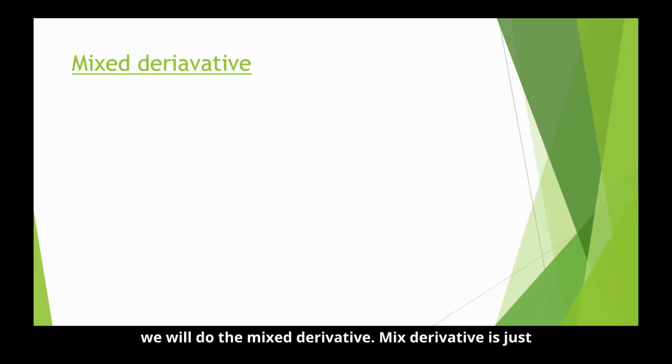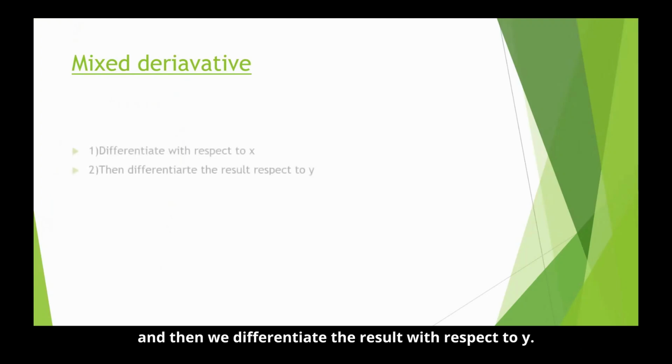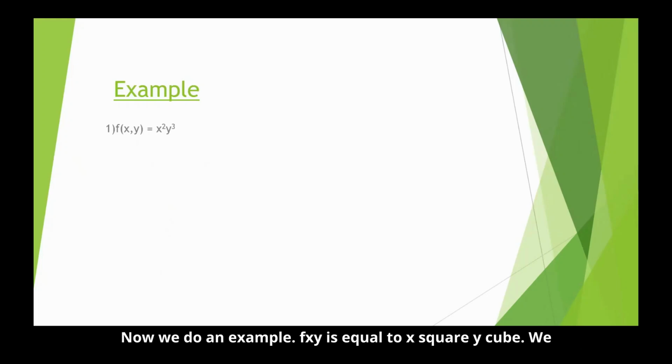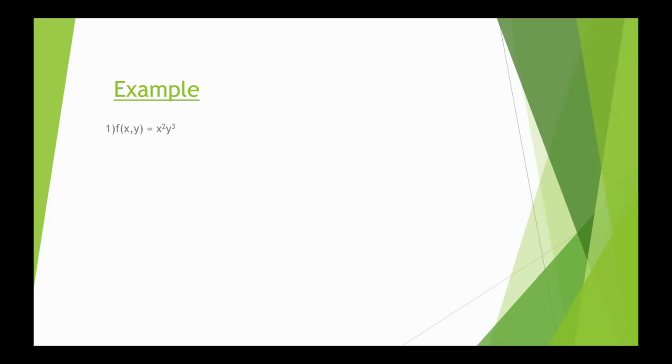We will do the mixed derivative. Mixed derivative is where we differentiate with respect to x, and then differentiate the result with respect to y. Now we do an example. f(x,y) is equal to x squared y cubed. We just use the previous example.